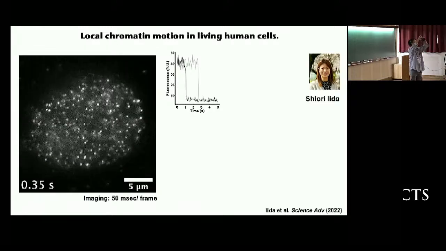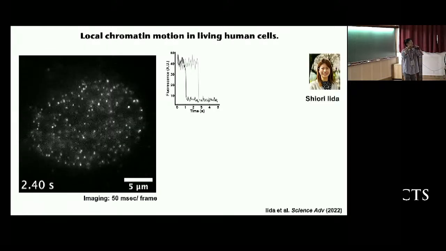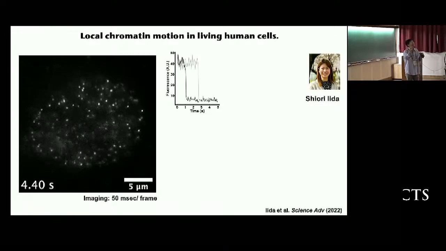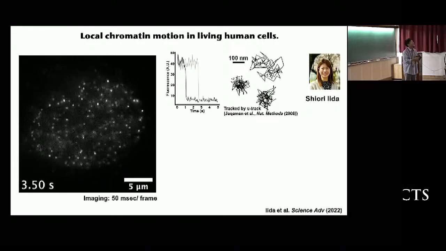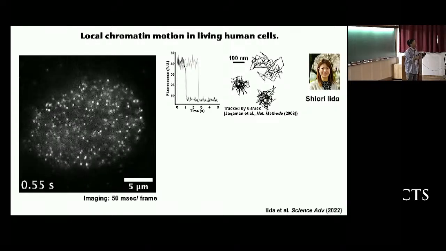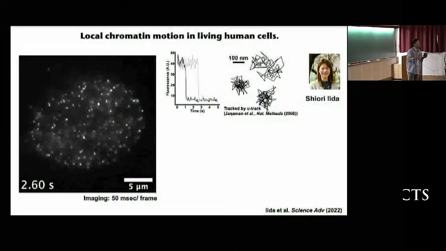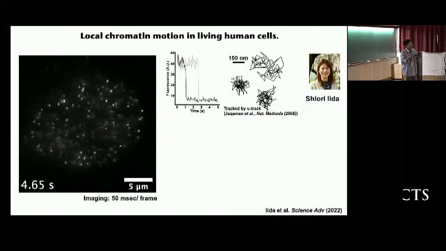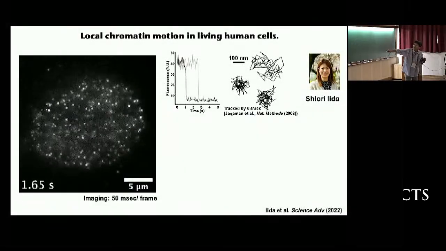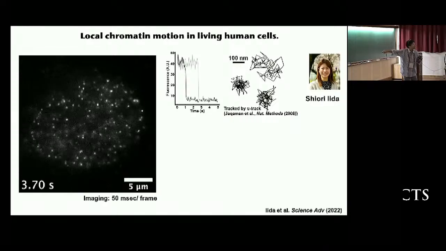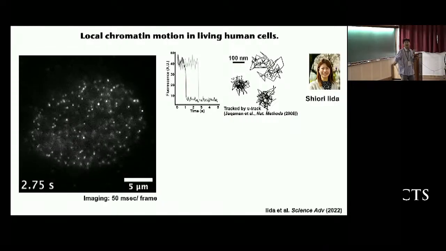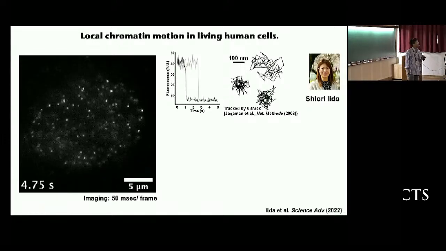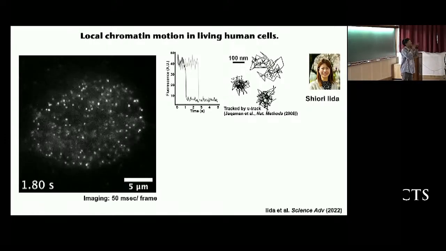We determined the precise center of these dots by Gaussian fitting and tracked their motion to make trajectories like this. Here, we can trace only H2B-HaloTag incorporated into nucleosomes at this time frame. We cannot see the free histones in this time frame, so we can focus on the nucleosome behavior.